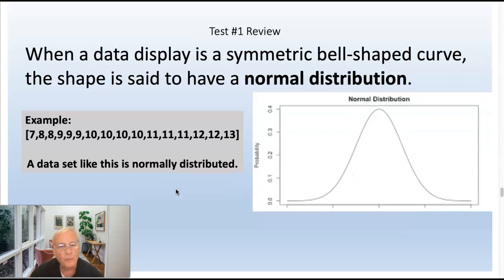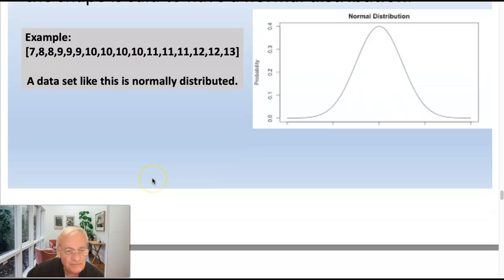Now we talked about normal distribution. Okay, it's a symmetric bell-shaped curve. All right, an example of a set of data that's normally distributed is right here. We have one 7 on the outside here and one 13 on this side. And then two 12s and two 8s. Three 9s and three 11s, okay? And then there's four 10s in the middle. All right, that's a normal distribution.